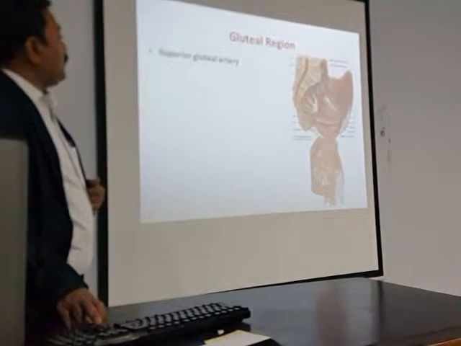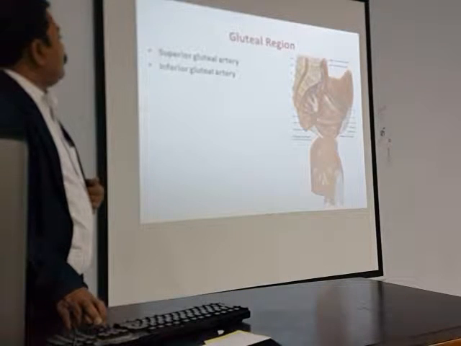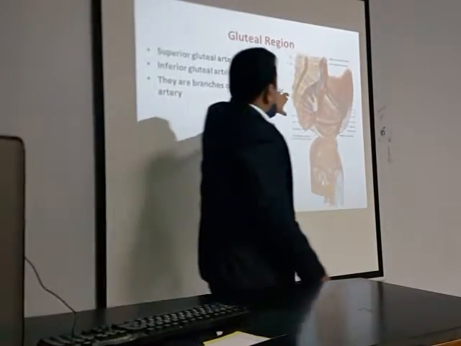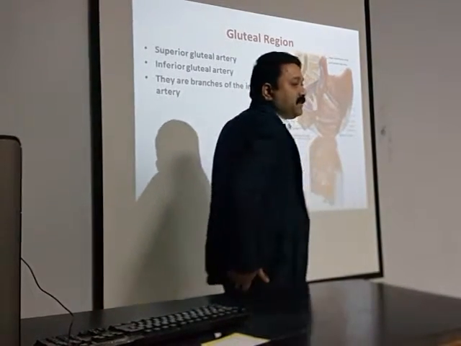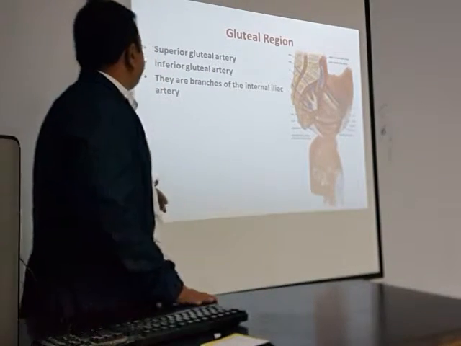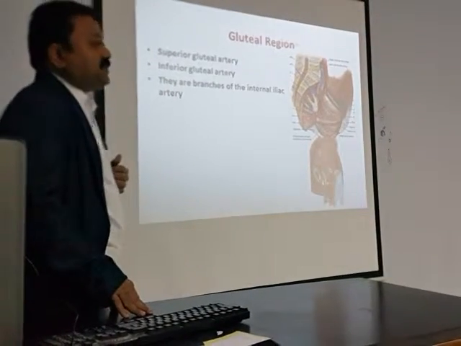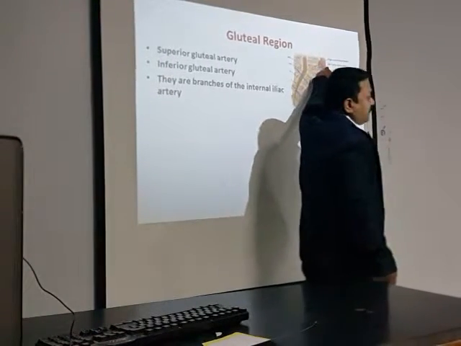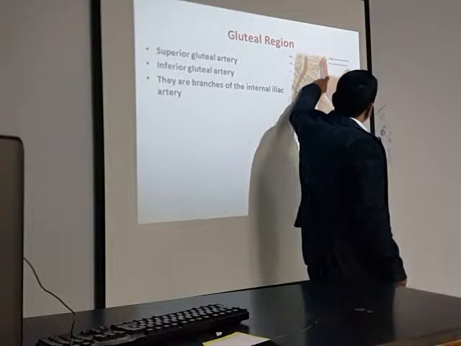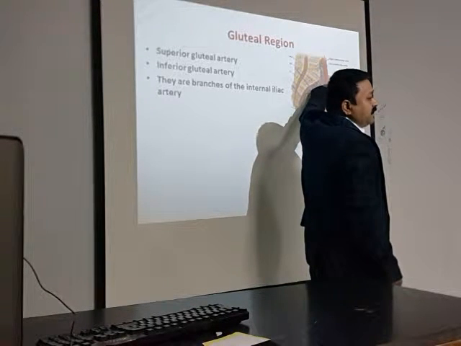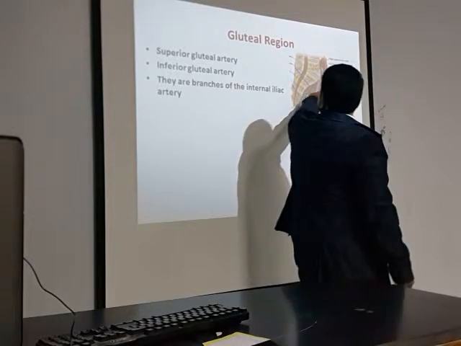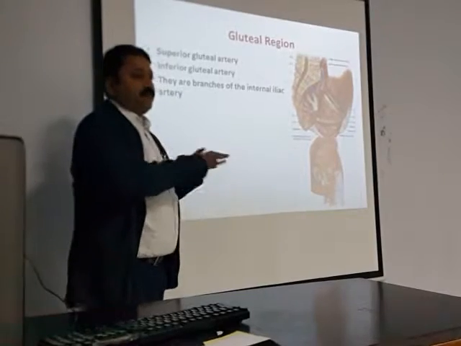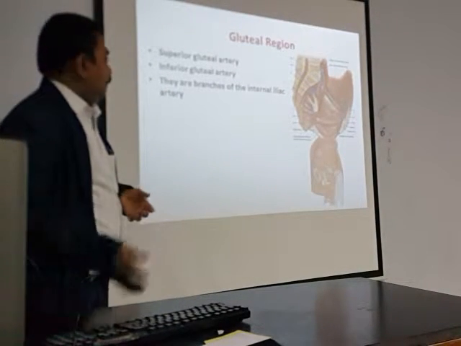So in the gluteal region, there are the superior gluteal artery and the inferior gluteal artery. These supply the gluteal region, isn't it? They are branches from the internal iliac artery. So this is the common iliac artery, which gives rise to the internal iliac and the external iliac artery. The branches from the internal iliac, the superior gluteal artery and the inferior gluteal artery, supply the gluteal region, isn't it?